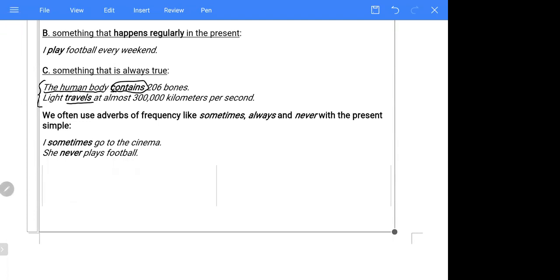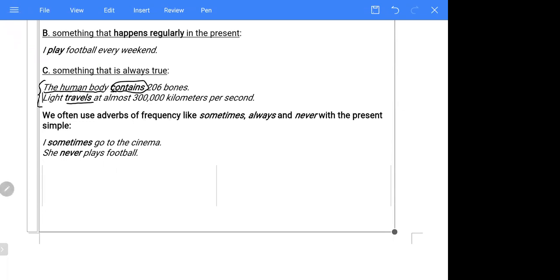In this kind of example, we have said babies cry when they are hungry. This is also another fact. So in these cases, you are using it to talk about facts, generally true things. So we call it general truths or facts.